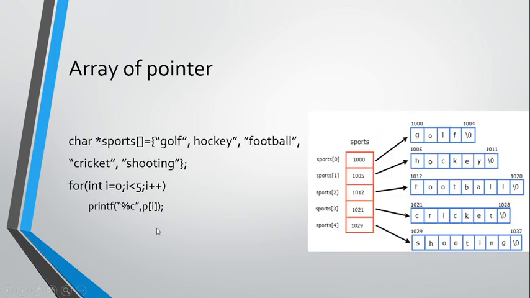This is very much used in the case of character arrays. So I'm declaring a character array, sports, with values golf, hockey, football, cricket, shooting, etc. I'm declaring a pointer array, so we can directly print the values with sports of I. Sports of 0 will be golf, sports of 1 will be hockey, sports of 2 will be football, 3 will be cricket, 4 will be shooting, like that. So all the values will be printed. So it's very much used.